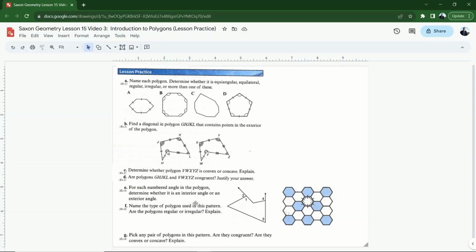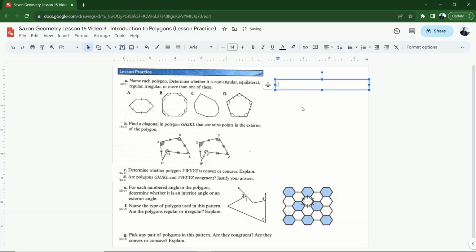Alright, let's take a look at some practice problems. First of all, letter A, we need to name each polygon, determine whether it is equiangular, equilateral, regular, irregular, or none of these. More than one of these. Okay, so it has to be at least one of them, but it might be more than one. Let's get started.